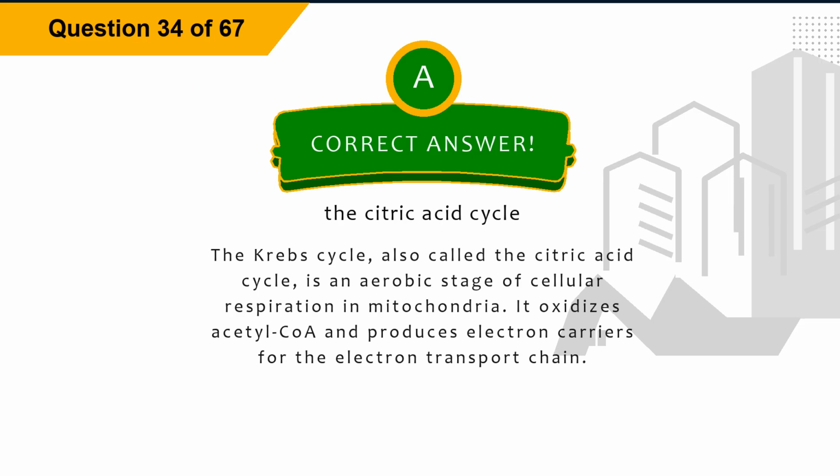Explanation: the Krebs cycle, also called the citric acid cycle, is an aerobic stage of cellular respiration in mitochondria. It oxidizes acetyl-CoA and produces electron carriers for the electron transport chain.